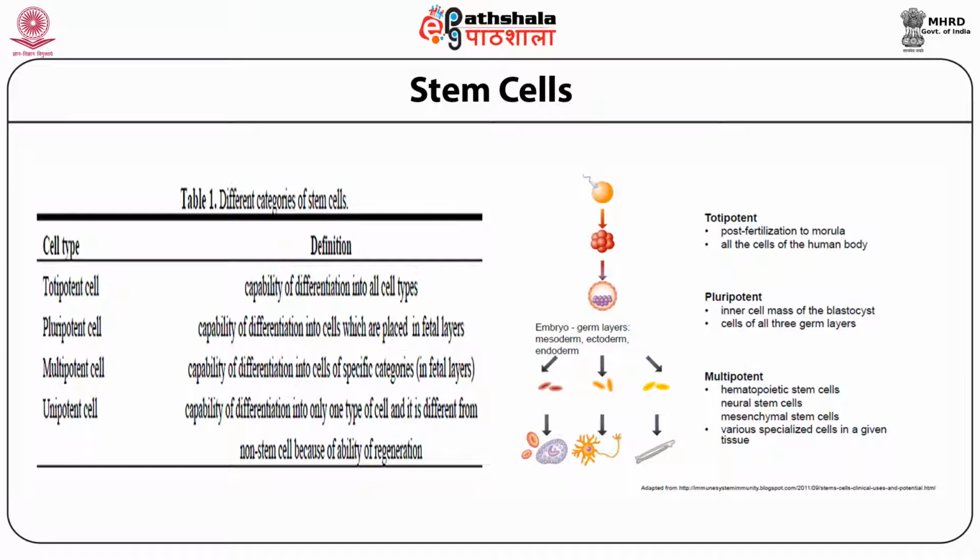As I already discussed, there are different stages of the embryo from which we isolate the cells, and they become different kinds of cells like totipotent, pluripotent, and multipotent cells.